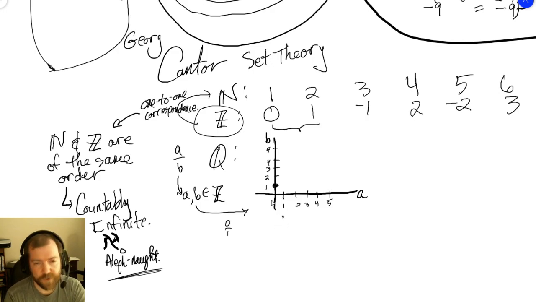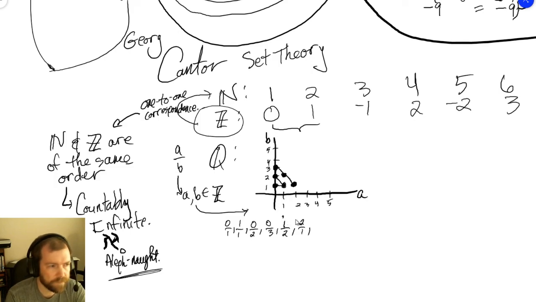0 over 1 is going to be the first one. And then if we go to 1 over 1, and then we go to 0 over 2, and then we go to 0 over 3, 1 over 2, 2 over 1, 3 over 1, 2 over 2.